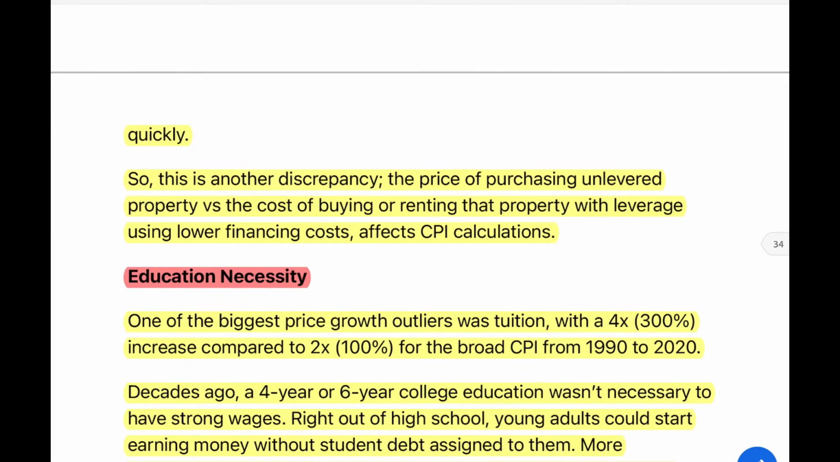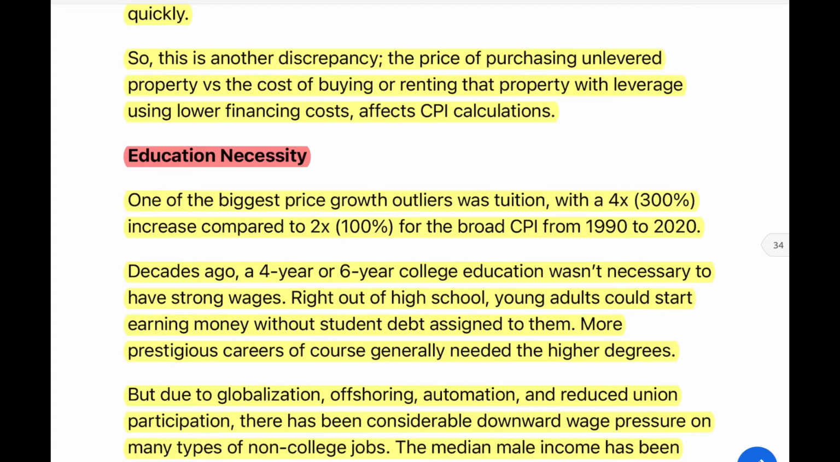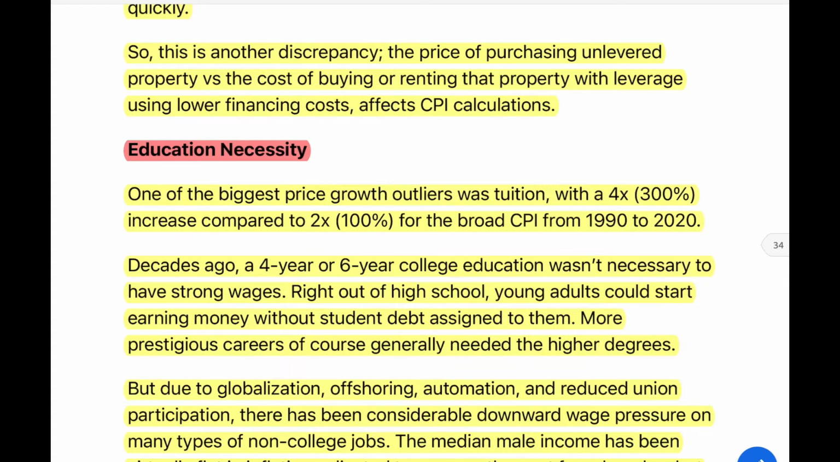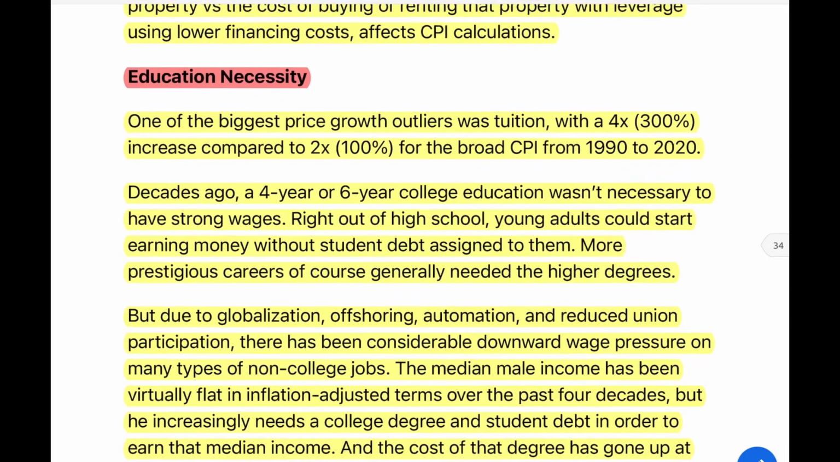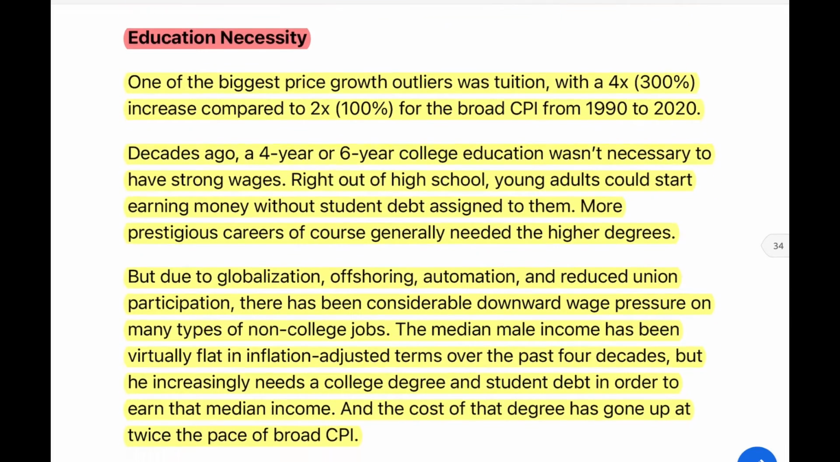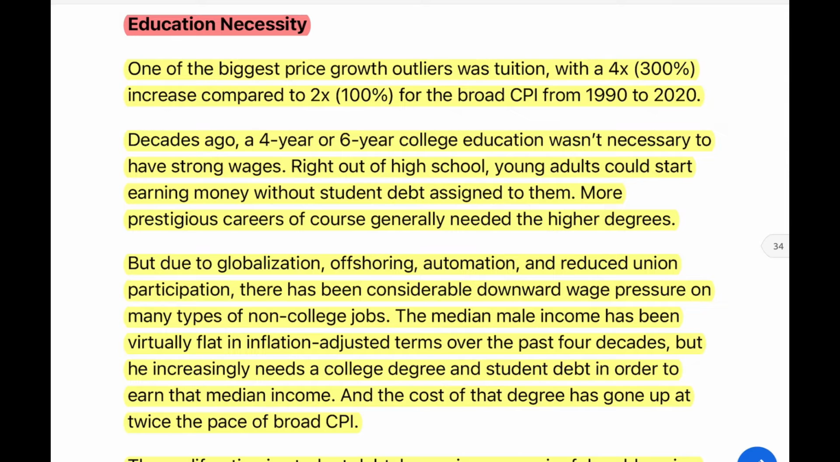So this is another discrepancy: the price of purchasing unleveraged property versus the cost of buying or renting that property with leverage. Using lowering finance cost affects the CPI calculations. Education is a necessity, and one of the biggest price growth outliers was tuition, with a 4x or 300% increase compared to 2x or 100% for the broad CPI from 1990 to 2020.